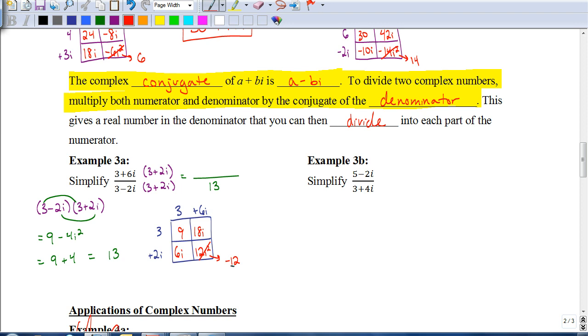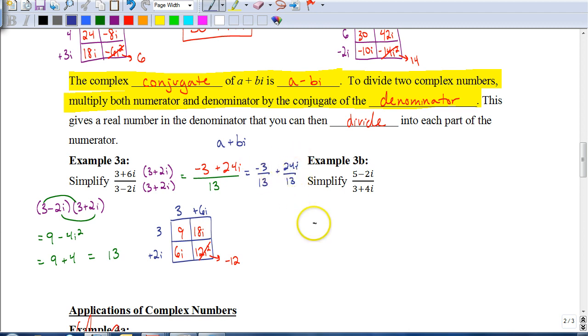So now when I combine like terms, 9 plus negative 12, or 9 minus 12, is negative 3. And 18i plus 6i would be 24i. So my answer would be negative 3 plus 24i all over 13. Well, we want to put this in a plus bi form. Right now this is all written as one single fraction, so I want to break this up into two smaller ones. So my answer would be negative 3 over 13 plus 24i over 13.